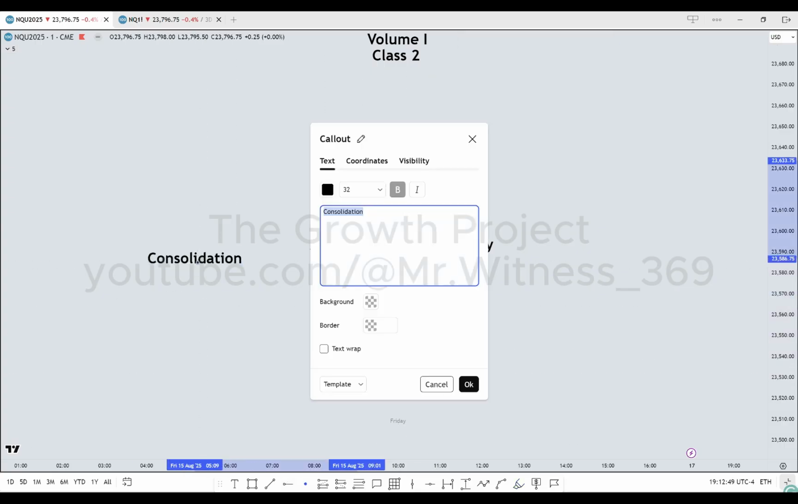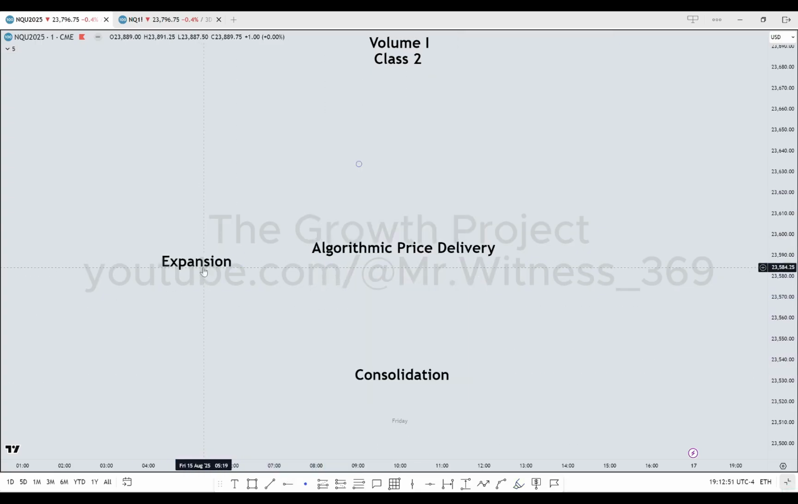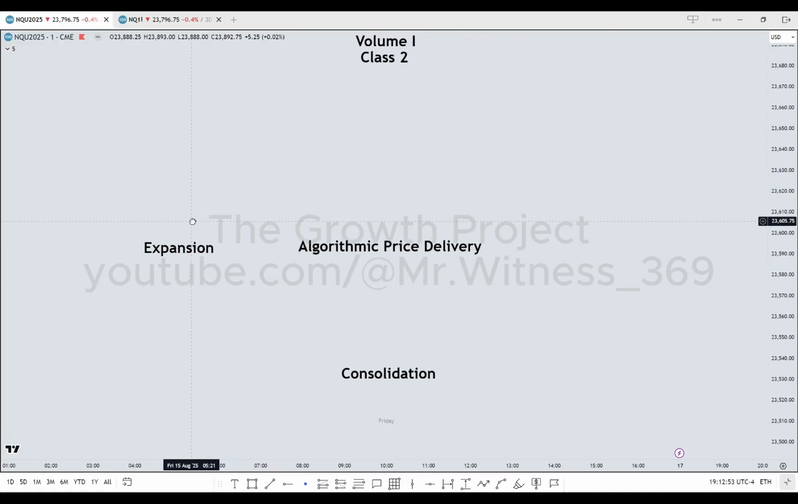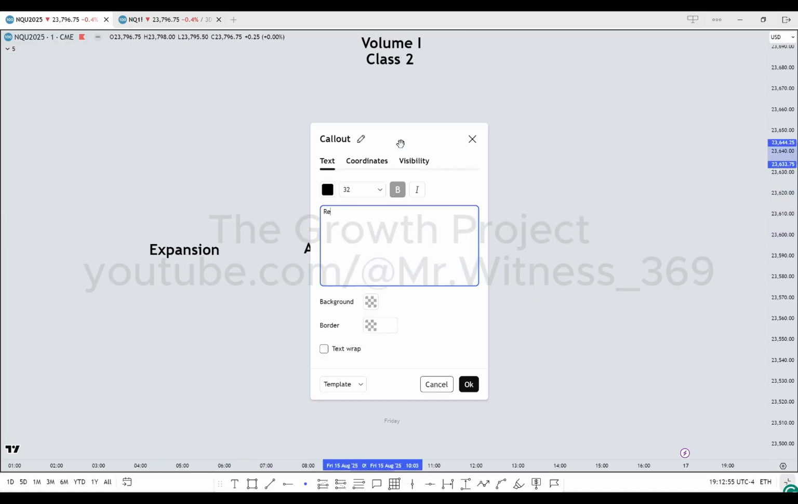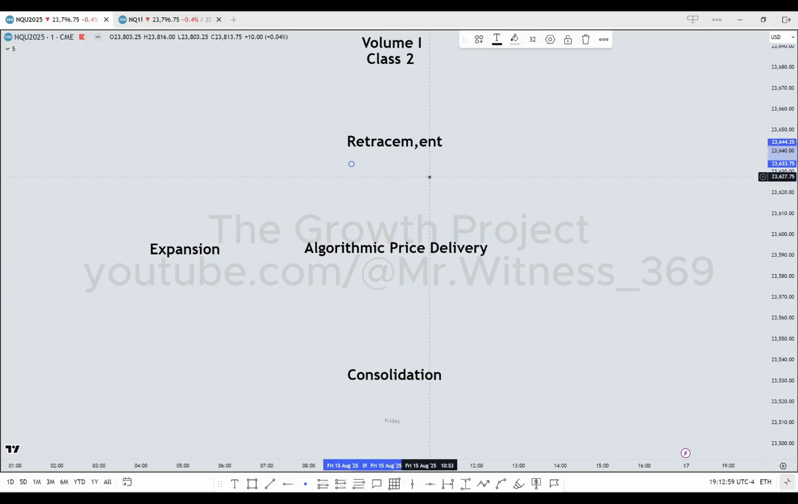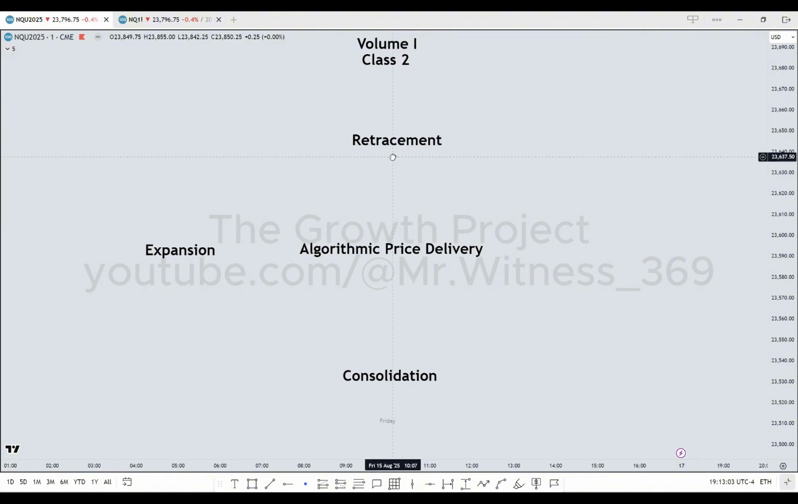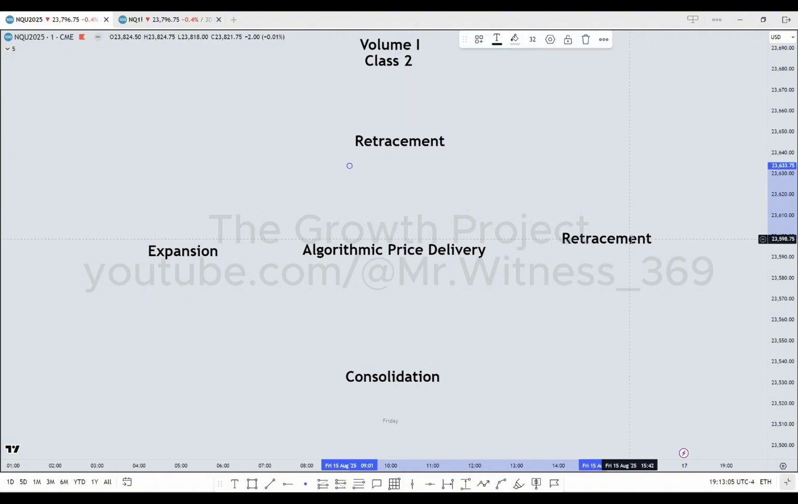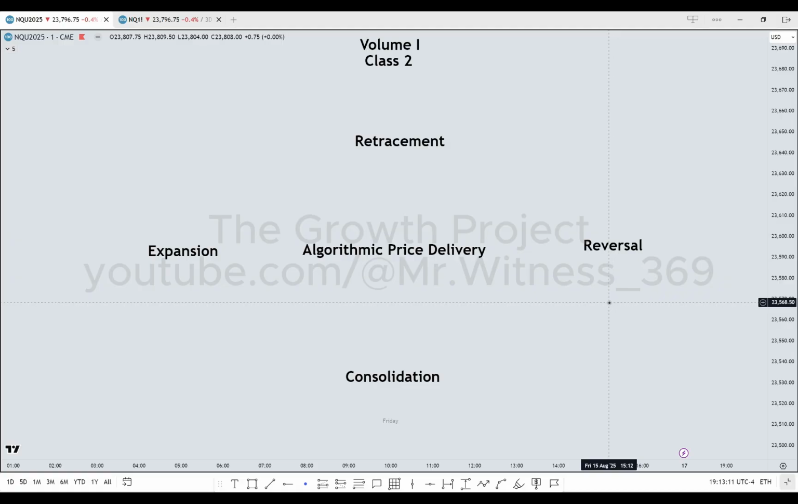Then we have expansion. Then we will have retracement. And now finally you have reversal.